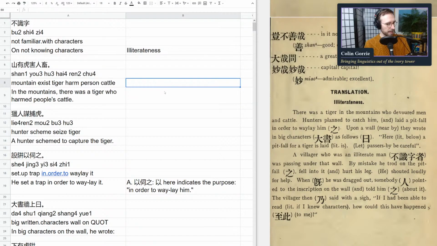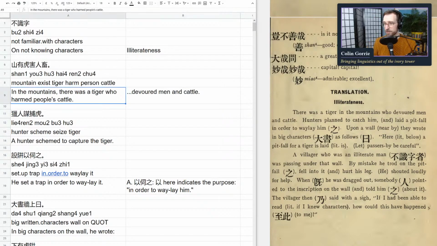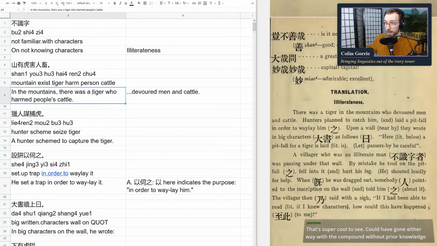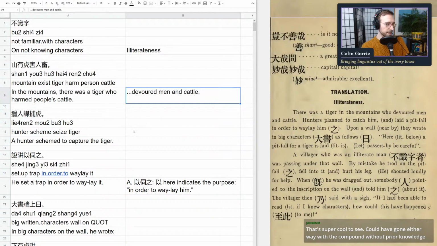So I would say that we did okay. I never like to put myself where I'm saying something good. It seems unhumble, but anyway. So maybe we could say who devoured men and cattle. I'm not sure if the translation I gave is a viable alternative or not. But maybe it is, maybe it isn't.